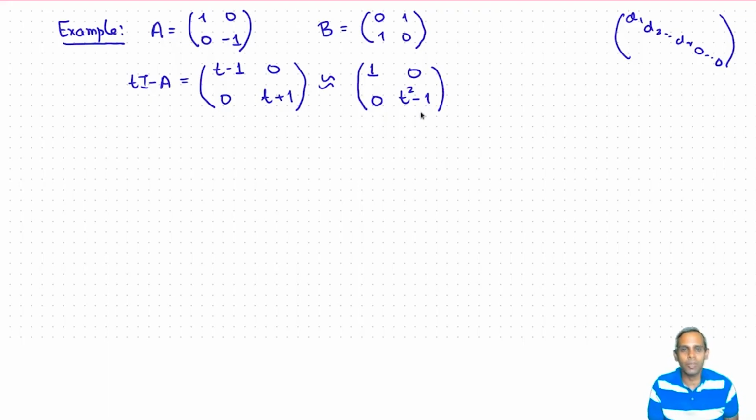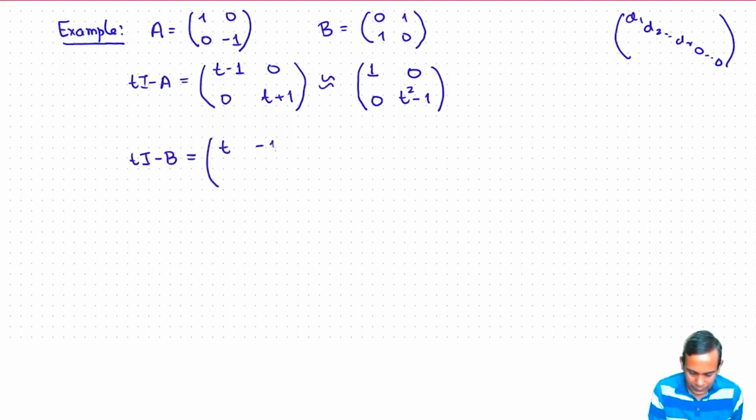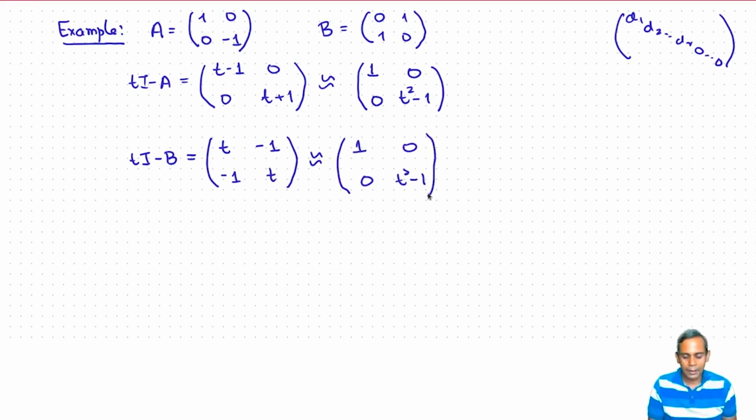Let's work out the Smith form of tI minus B. So here we have t, minus 1, minus 1, t. Once again, the GCD of all the entries is 1, and the determinant is again t squared minus 1. So indeed, tI minus A is equivalent to tI minus B, hence the conclusion is that A is similar to B.